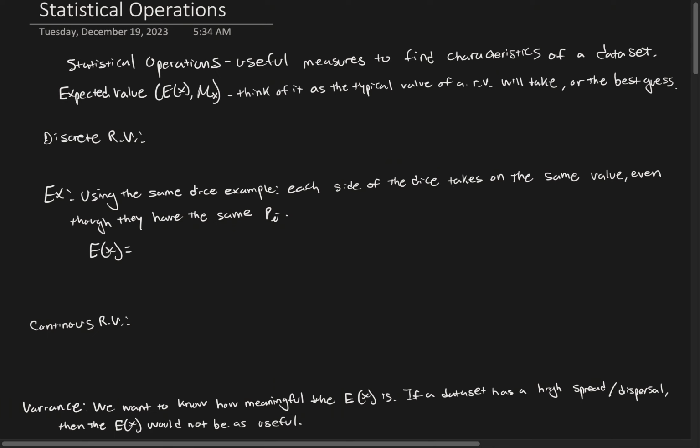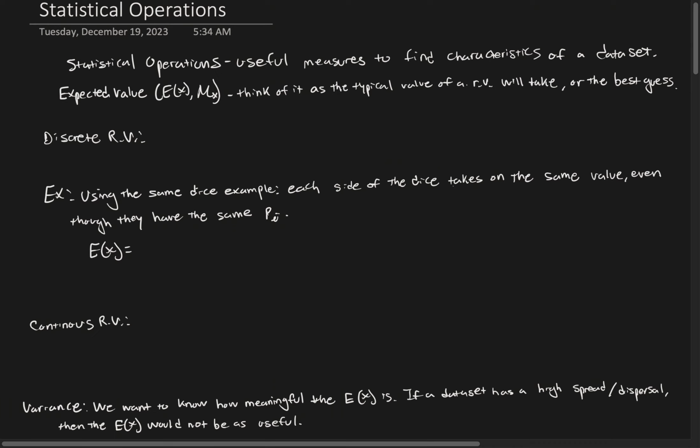All right, this is part 2 of mathematical statistics. And in this video, we will go over statistical operations. So statistical operations are useful measures to find characteristics of a data set.